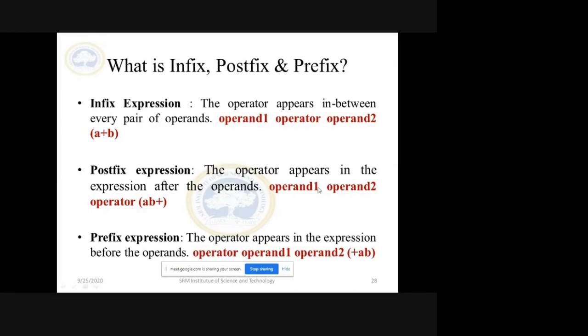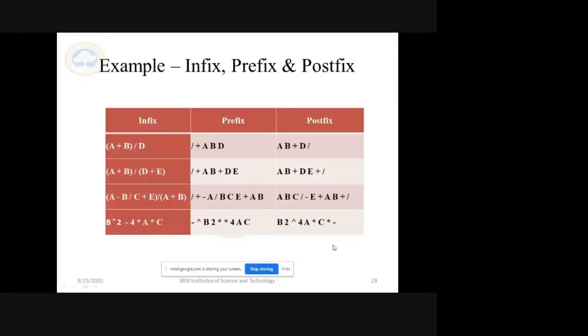In infix, the operator is placed between the operands, that is, your alphabets or numbers. Between the operands is infix. After the operands is postfix. If your operator is before the operand, then that is prefix. Clear? So you have some examples over here. We can have a look into it.